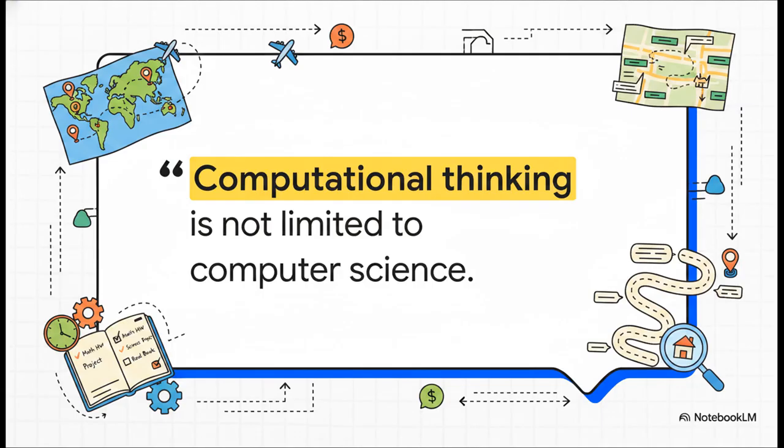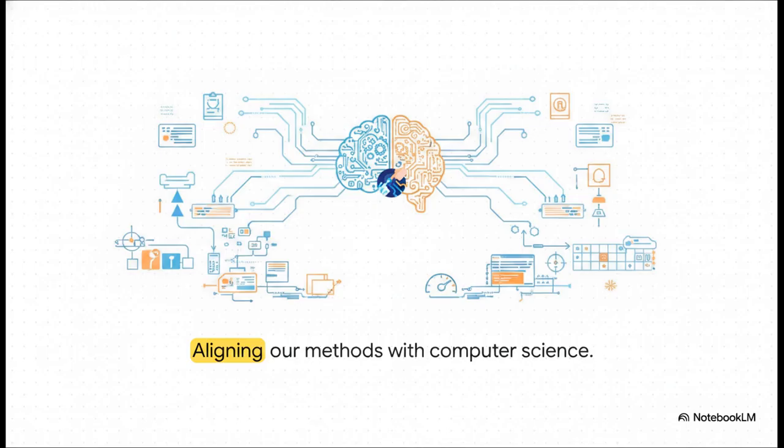Seriously. Like our source material points out, computational thinking is not limited to computer science. Whether you're planning a fun vacation trip with your family, organizing your crazy homework schedule, or just figuring out the fastest route to your friend's house, you're already using the foundations of this logic. We're just going to refine it. By aligning our everyday methods with computer science principles, your problem-solving speed and your accuracy are just going to totally skyrocket. It's basically a software update for your brain.